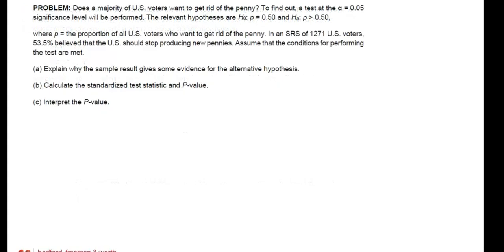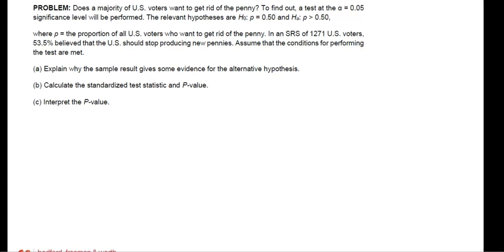Does a majority of U.S. voters want to get rid of the penny? I do. To find out, a test at the alpha level, the relevant hypothesis, P is 0.5. So they're just saying, hey, maybe half the people are in favor of this. P is the proportion of all U.S. voters who want to get rid of the penny. In a simple random sample of 1271, 53.5% believe that the U.S. should stop producing new pennies. Assume the conditions for performing the test are met. So we don't have to check the conditions.